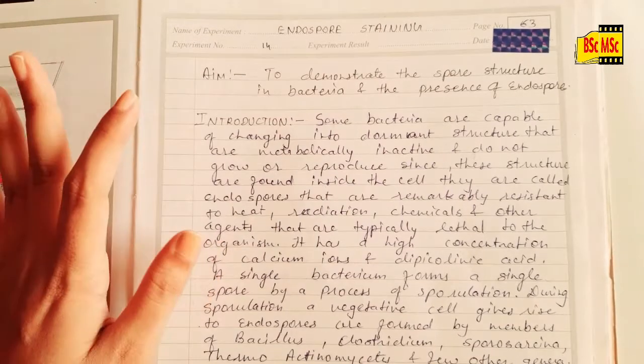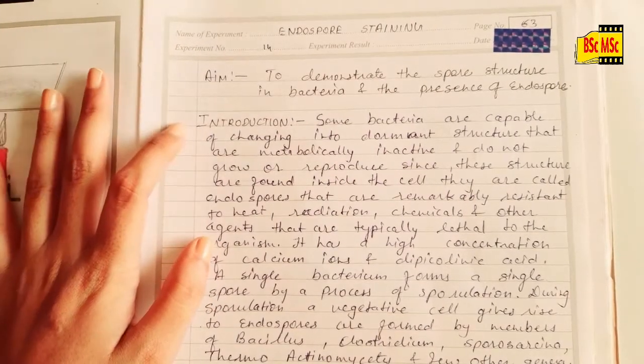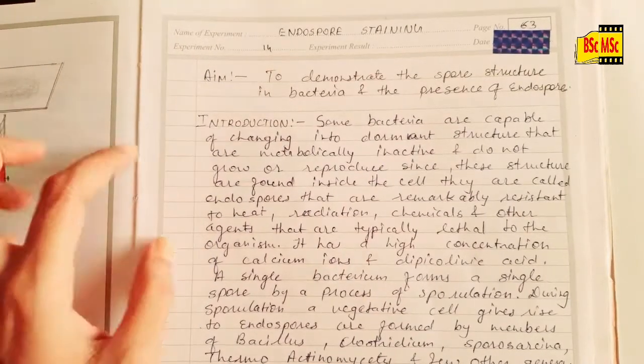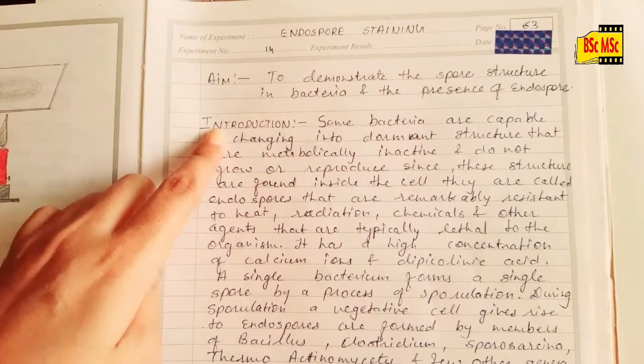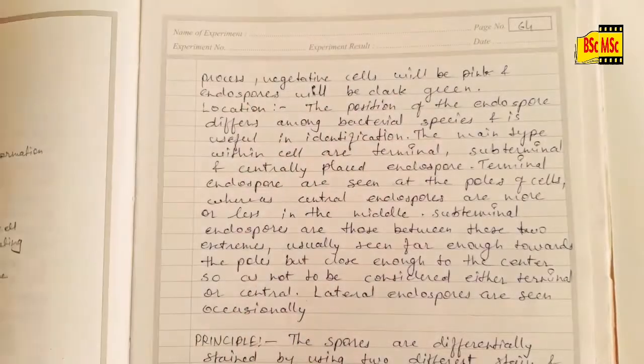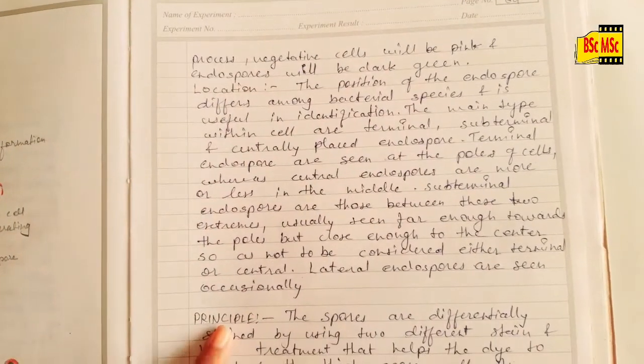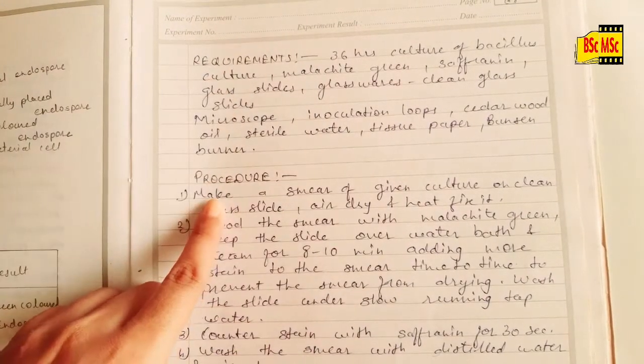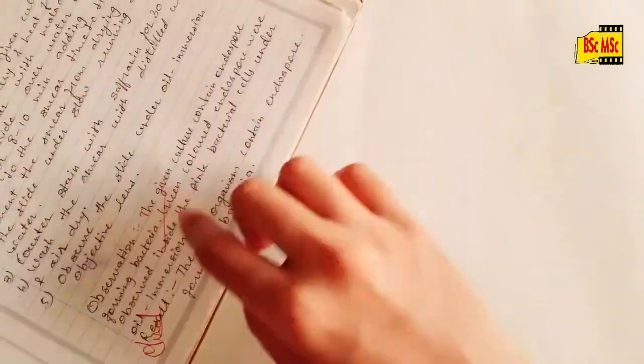Hello, today I'll be teaching you endospore staining. So let's start. How to write it in the practical record? You need to write the aim, introduction, principle, requirement, procedure, observation, result.